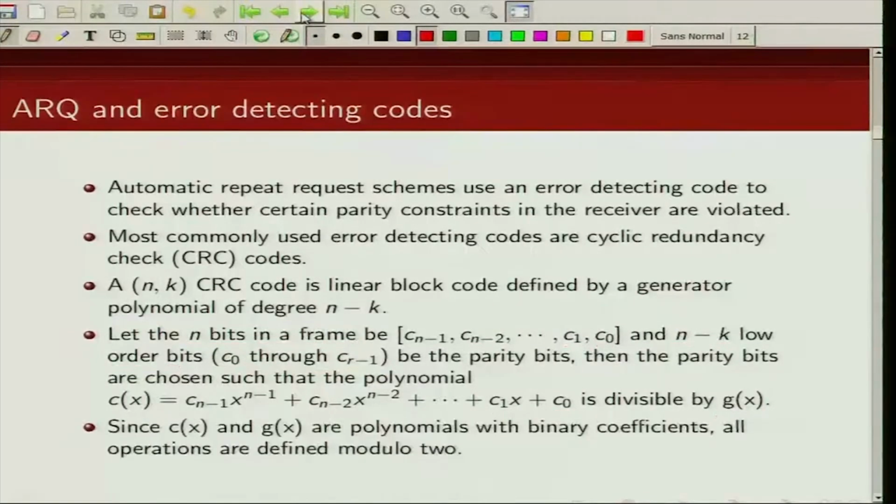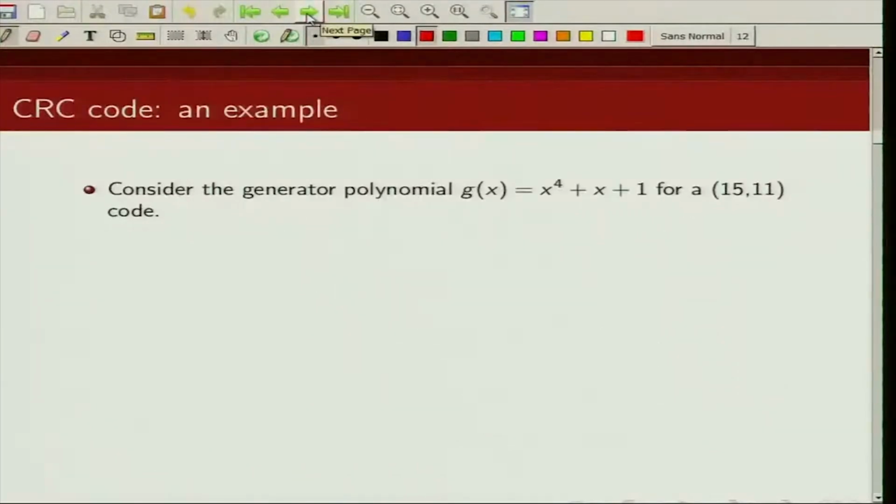Now let us take an example to illustrate this. Remember, the code polynomial as well as the generator polynomial are polynomials with binary coefficients. So we are talking about all binary operations, and these operations are defined over modulo 2.